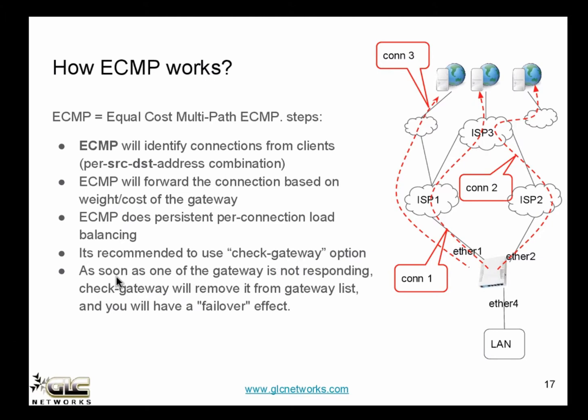As soon as the gateway is not responding, check gateway removes it from the gateway list, so that you will have a failover effect. So for example, here you are downloading components of a website. You're opening a website, and that website has 3 components from 3 different websites, right?